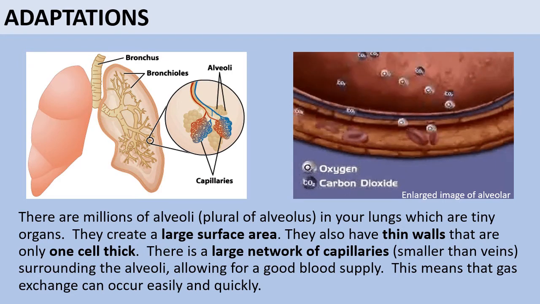There are millions of alveoli in your lungs, which are these tiny organs. They have a large surface area because there are so many of them. They have very thin walls that are only 1 cell thick, and there is a large network of capillaries, which are smaller blood vessels surrounding the alveolus, which allows for a good blood supply. This means that gas exchange can occur very easily and very quickly. We need these adaptations in order for that gas exchange to occur so that we can use that oxygen for respiration in our bodies, in our cells.